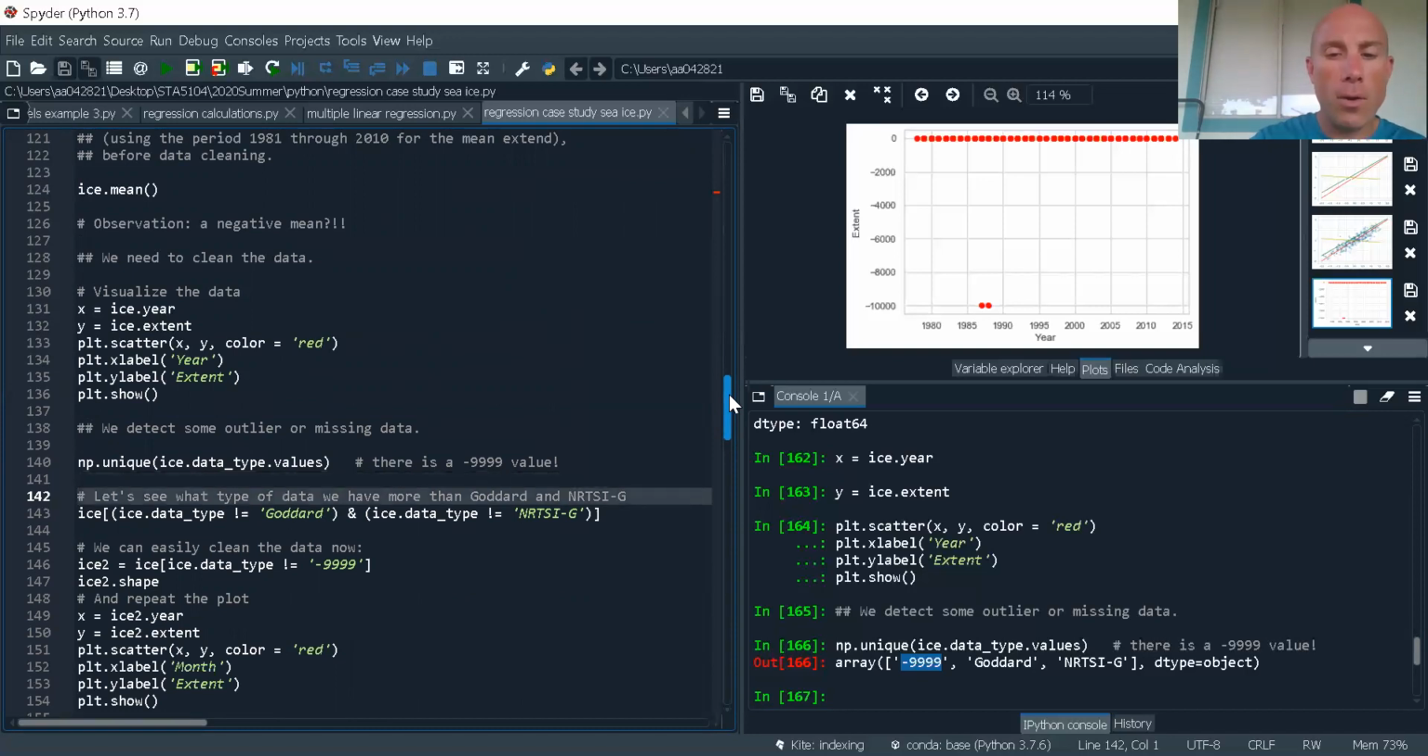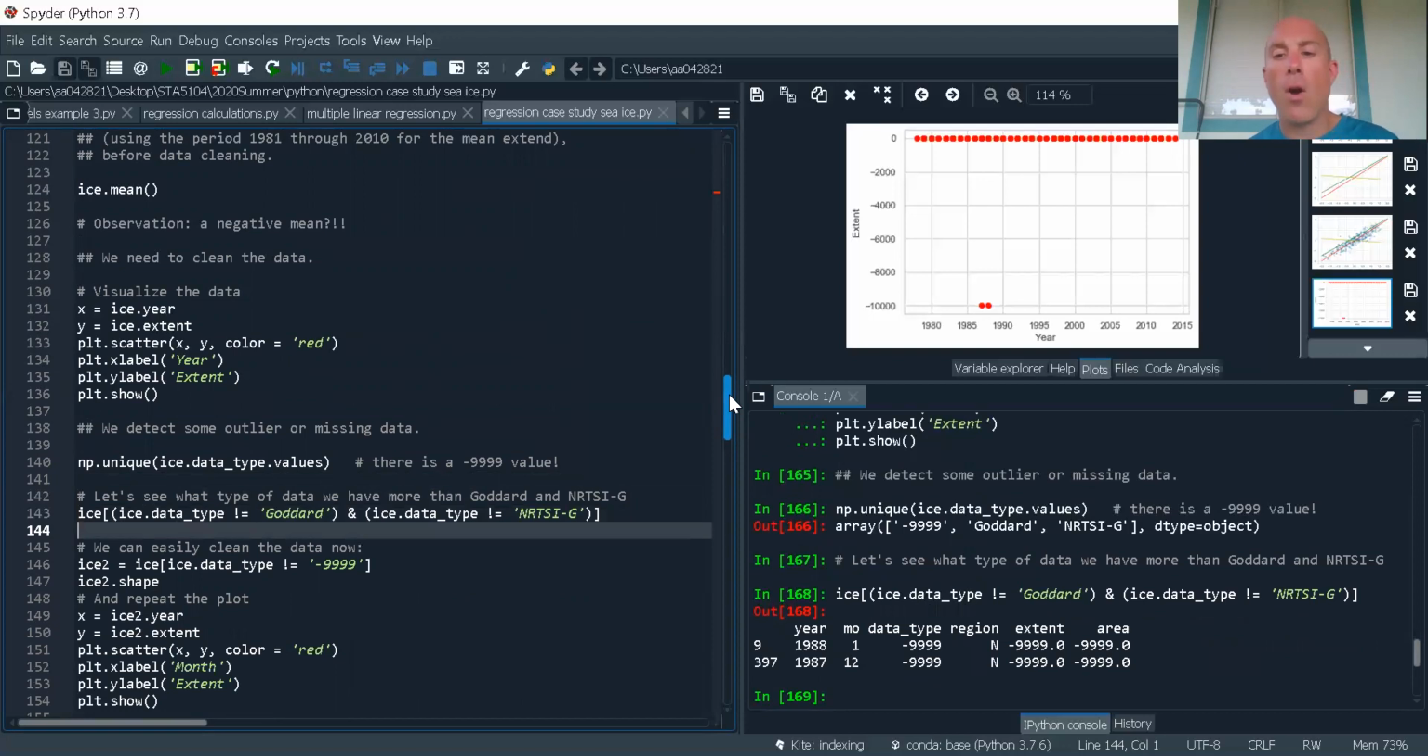Okay, so let's take a look at the values. All right, so we've got 2 entries where the data type is the negative 9999. And when I look at it, I've got the year 1988 in January, and extent and area both have this extreme missing value. And then in 1987, in December, we have the same values. Okay, so I believe that these are missing values. Even if they're not missing values, these are clearly wrong. So I have to do something about it.